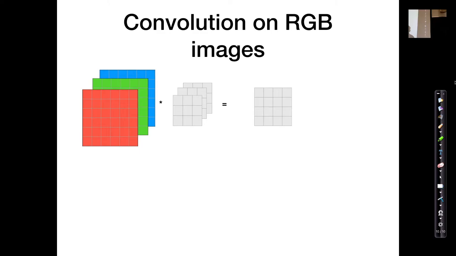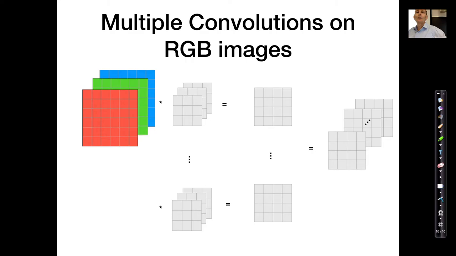So we're going to take the 9 pixels from the red and compute the convolution here. 9 pixels with the green, 9 pixels with the blue, sum them all together, and you get the single result. Okay. And we may do many of these convolutions. 10, 20, 100, which will be fodder for the next layer. So here we have our multiple convolutions, ending up with multiple outputs.